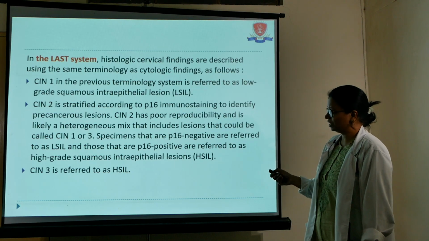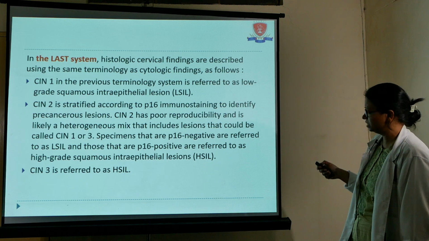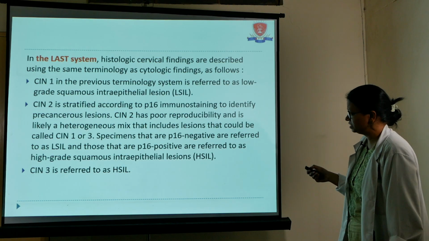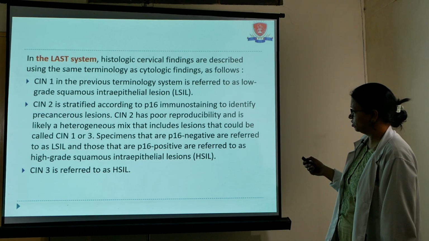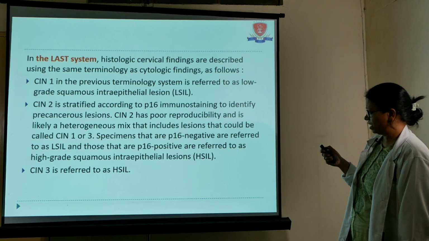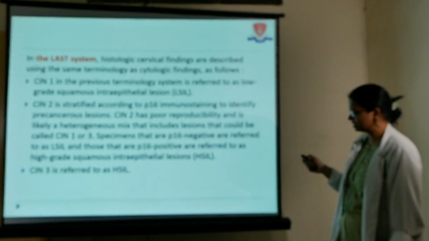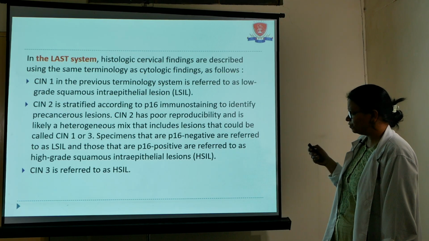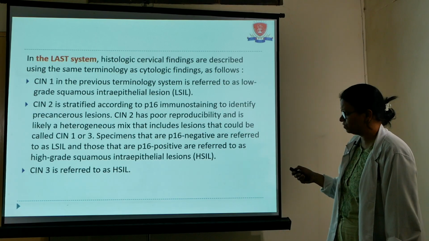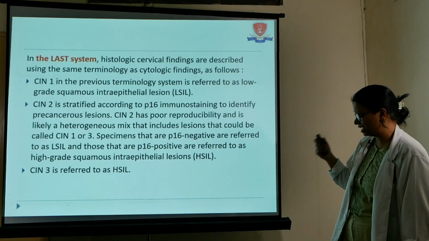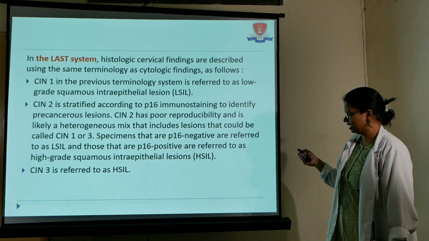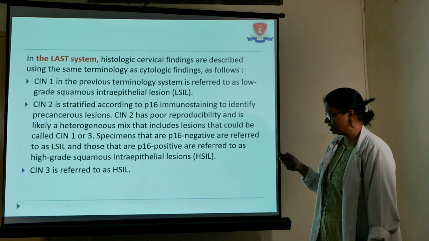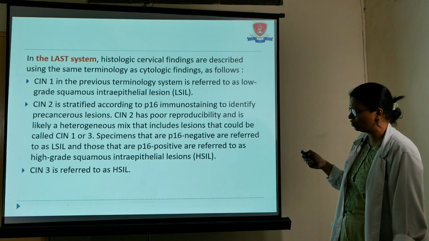In the latest system, that is the Lower Anogenital Squamous Terminology, histologic cervical findings are described using the same terminology as cytologic findings. That is, CIN1 in the previous terminology is referred to as low grade squamous intraepithelial lesion, that is LSIL. CIN2 is stratified according to P16 immunostaining. If P16 immunostaining is positive, it becomes CIN3; if it is negative, that is, specimens that are P16 negative are referred to as LSIL, and those which are P16 positive are referred to as high grade squamous intraepithelial lesion or CIN3.